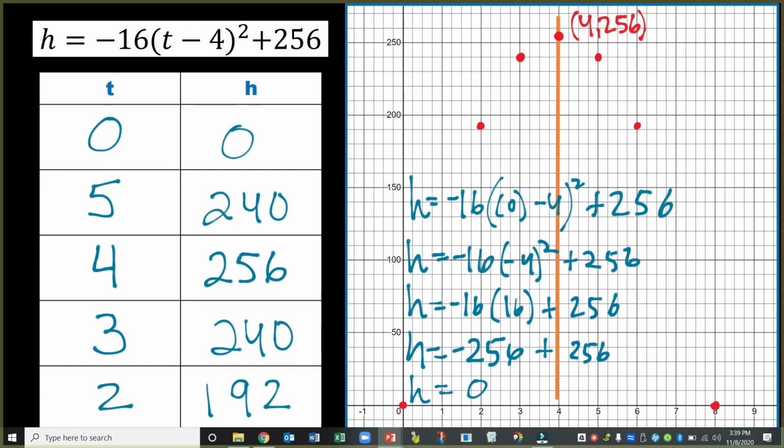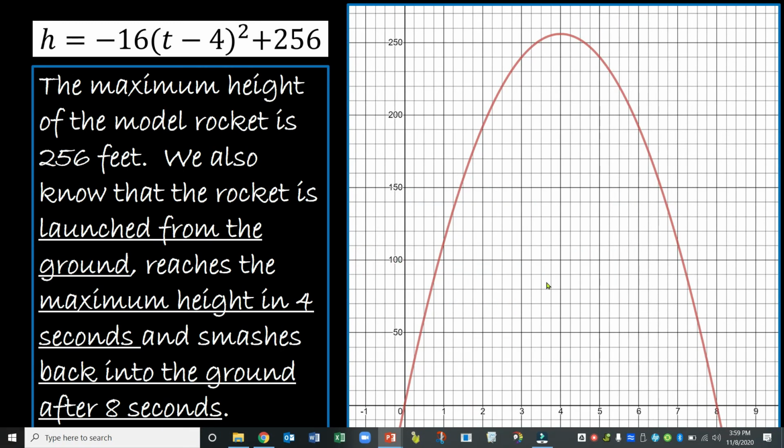So our whole parabola looks like this. Here's what we know about the function h equals negative 16 times the quantity t minus 4 squared plus 256. The maximum height of the model rocket is 256 feet. We also know that the rocket is launched from the ground, reaches the maximum height in 4 seconds, and it smashes back into the ground after 8 seconds. That's the end of this problem.